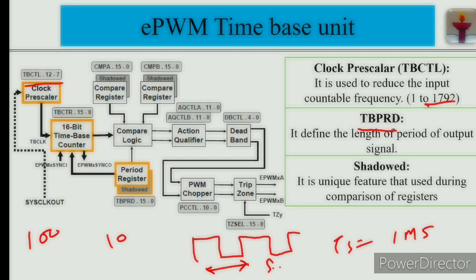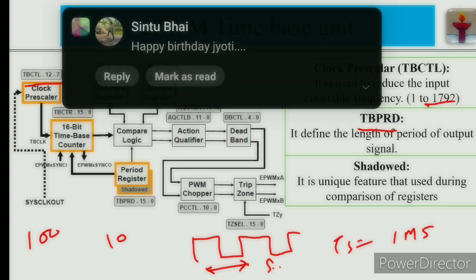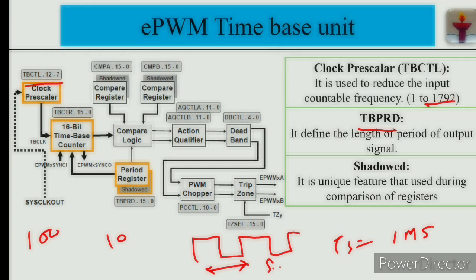And the next thing is shadow. Shadow mode is another unique feature that is used during the comparison. We will talk in detail about how the shadow mode is used. We will also do experiments on how shadow mode is required and how it will be updated during the comparison.